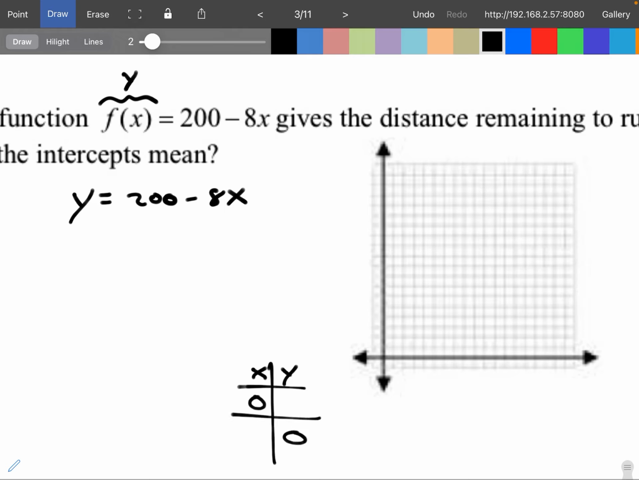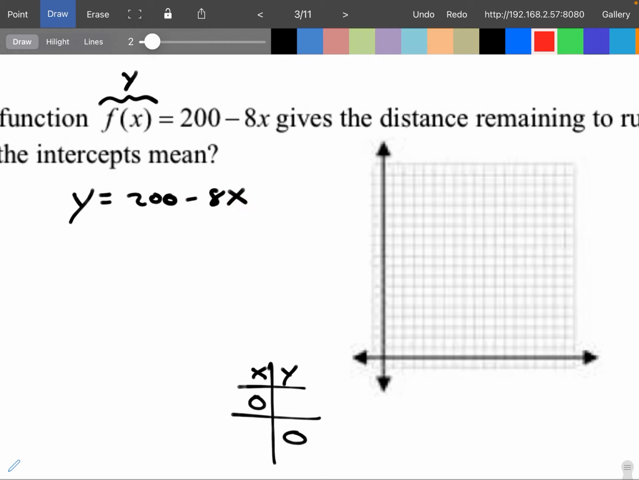So we're going to make that little table again. I guess maybe I should leave some more room here. Hold on. Let me come down here. So we're going to put in 0 for x, 0 for y.